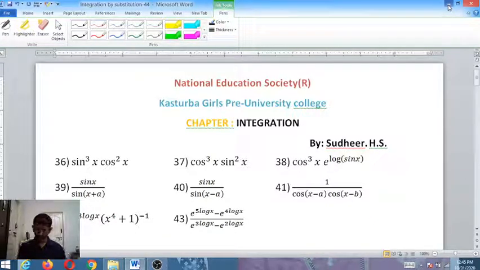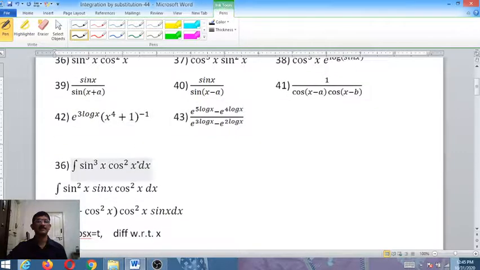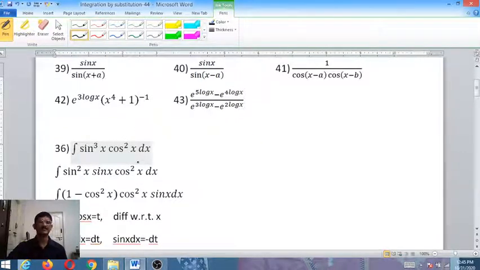Welcome students. Now we shall solve more problems on integration by substitution method. So in each of the problems we have to substitute for a proper function. Now look at here. This problem was discussed in the last class. Integral of sine cube x into cos square x dx.